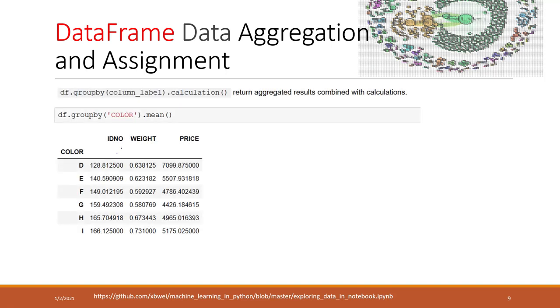So the syntax for the aggregation is that we can use group by. Within the group by, you tell it which column you're going to group the values by, and for the values within each group, what kind of calculation you are going to do. So in this example, we are going to group by the colors of all the diamonds, and for each type of color, we want to calculate the average. So here we can see the average of the weight for each type of color, and also the average of the price for each type of color. Okay, so that is aggregation.